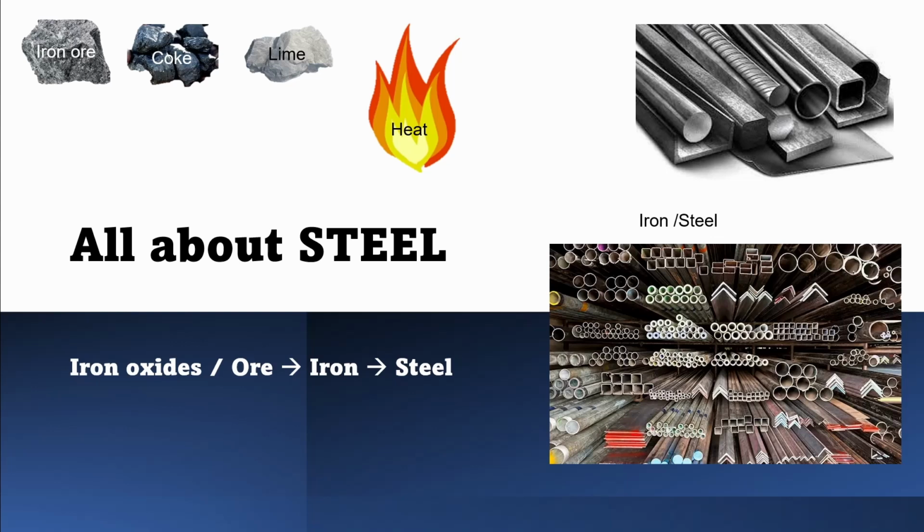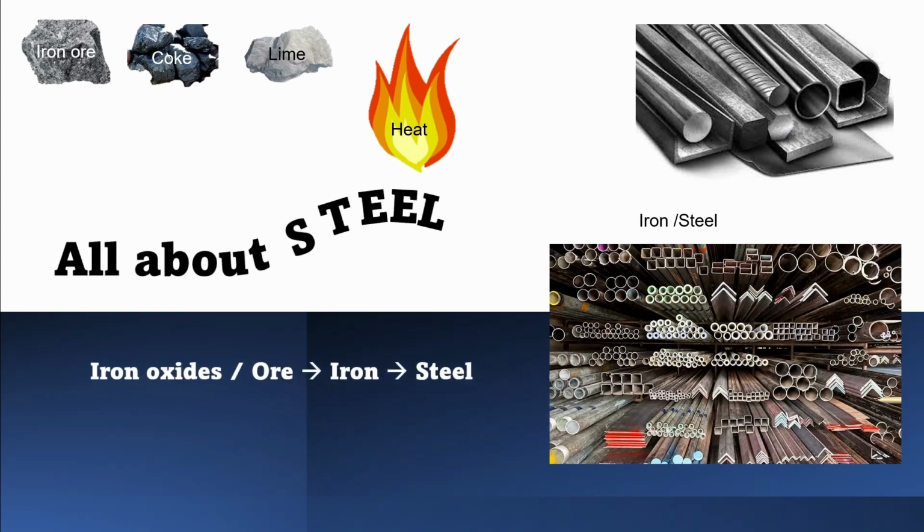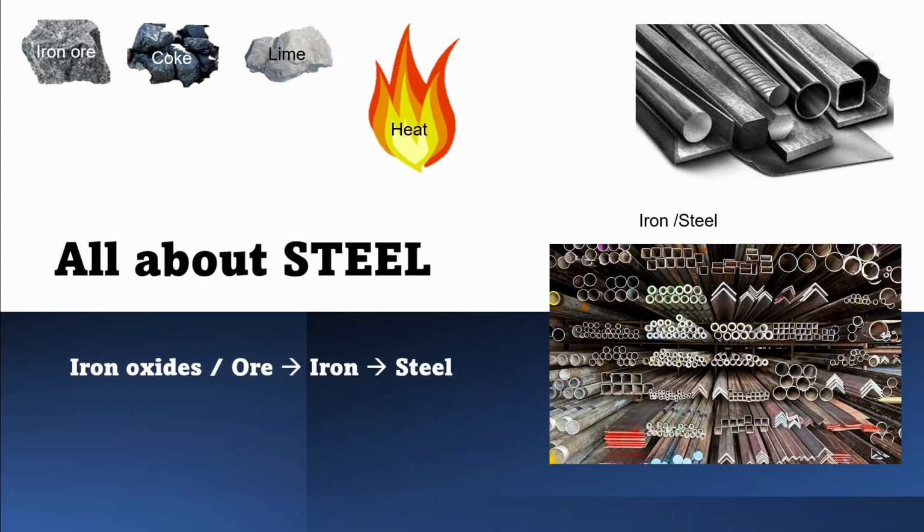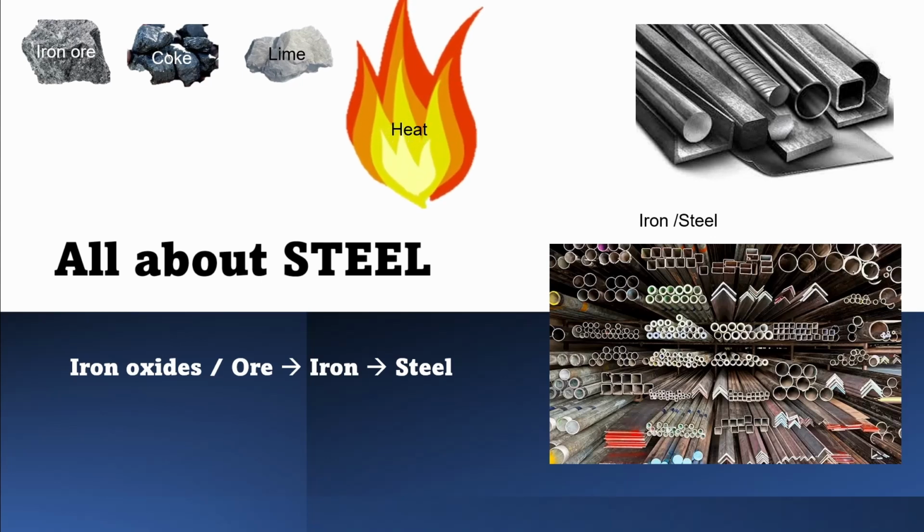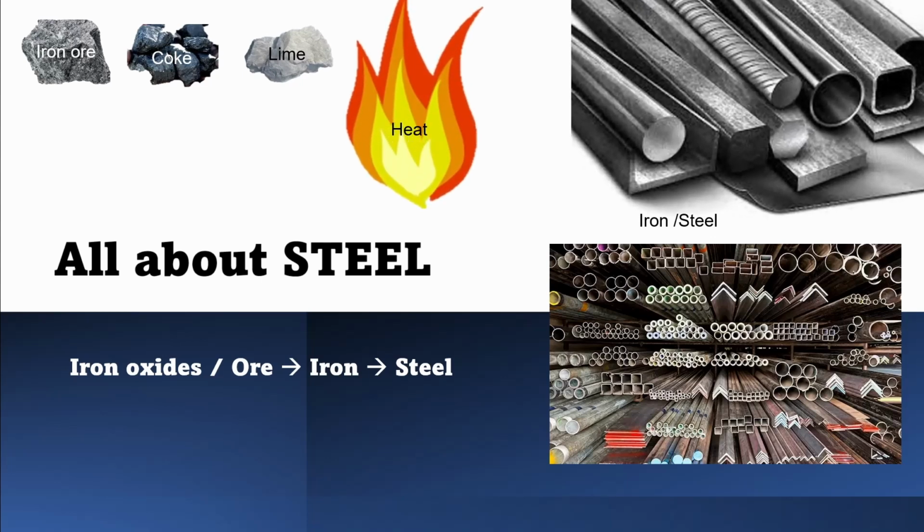Today, let us understand what is steel, what is iron, and what is the relationship between steel and iron. You see a lot of things here, right? There is iron ore, coke, lime, heat, the finished steels, oxides. What are all these things and what is the relationship between each of them? So today we will understand all about steel, from iron ores or iron oxides to the ore becoming a steel.